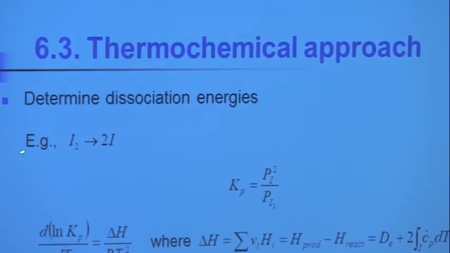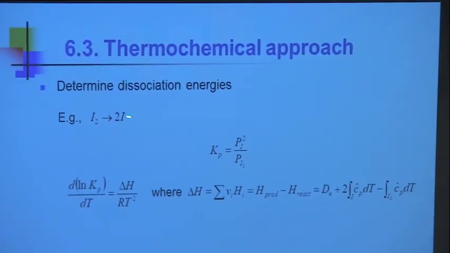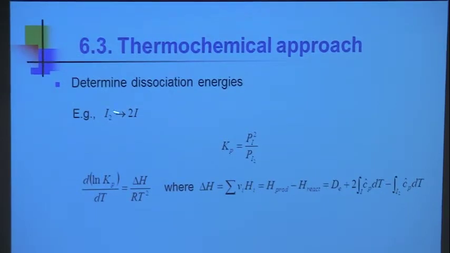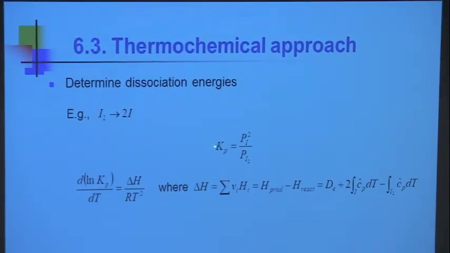Here's the approach that I like. It's called the thermochemical approach. So imagine you have a reaction here. If you assume chemical equilibrium, the equilibrium constant is the partial pressure of the products squared over the partial pressure of the reactant. And then there's something called the van 't Hoff relation that tells you how the equilibrium constant varies with the delta H of the reaction in terms of temperature. So we know this. This is like the fundamentals of thermochemistry.